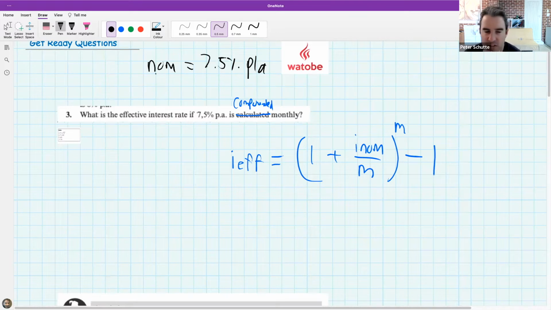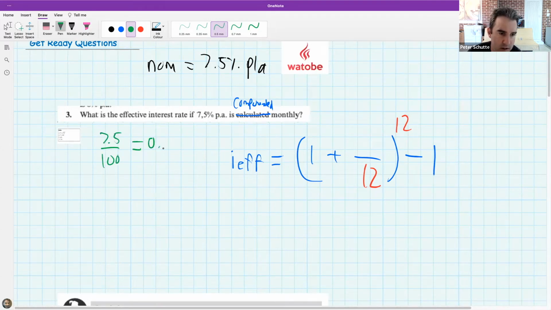So what number, Sylvanus, do you think goes with compounded monthly? What do you think we have to divide a year by to get it into months? Would it be 12? Yeah, exactly. So all we have to do is replace those two values with 12, and then we put in this interest rate, 7.5% per annum, but we need it as a decimal. So we take 7.5 and divide it by 100, and it ends up being that. So this will give us the effective interest rate.